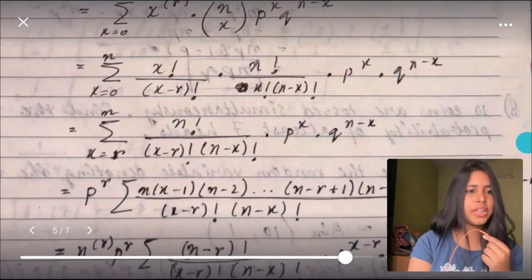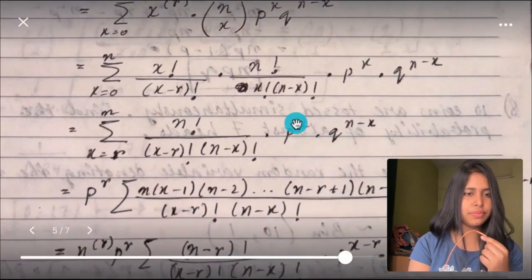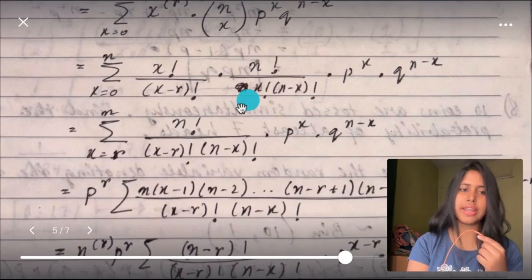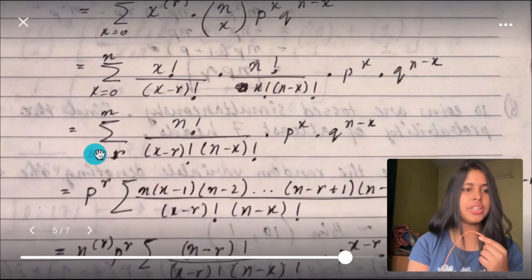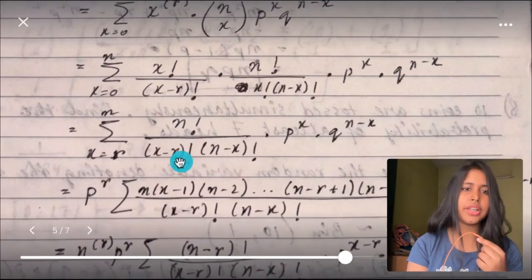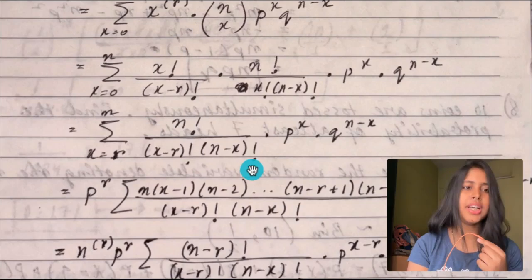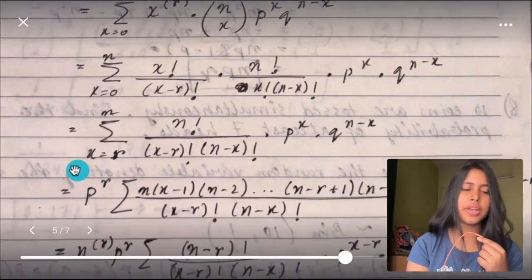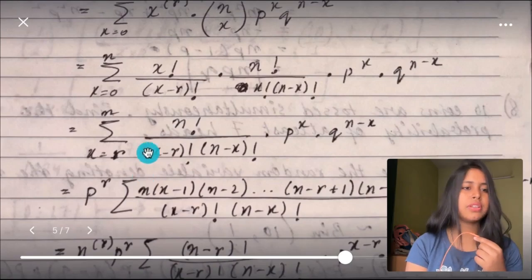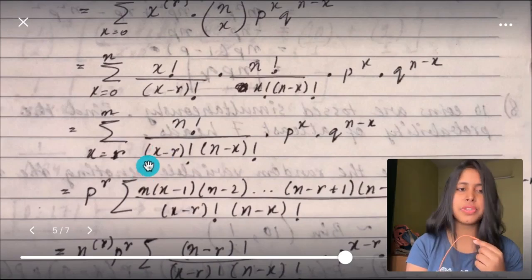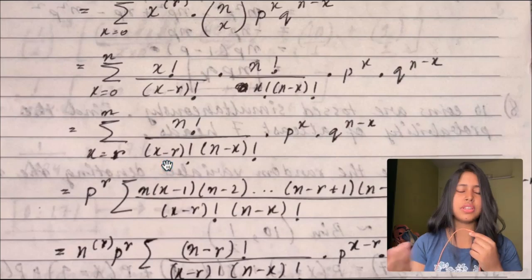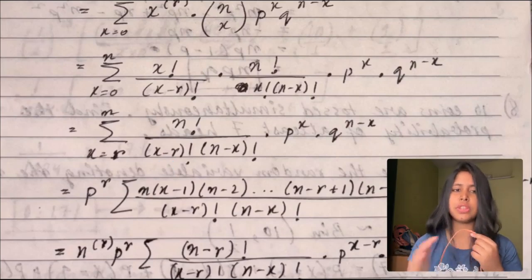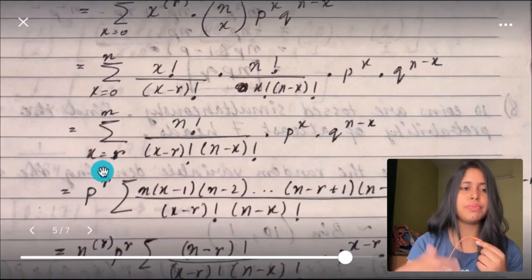Now see, here we can cancel the x factorial from the numerator and the denominator, right? Then what are we left with? We are left with n factorial divided by x minus r factorial times n minus x factorial, right? But here you need to change the limit. The limit should be changed to x equals r. Okay, because if x equals 0, then minus r factorial does not exist, right? Minus r factorial will not exist. So we'll change the limit to x equals r.